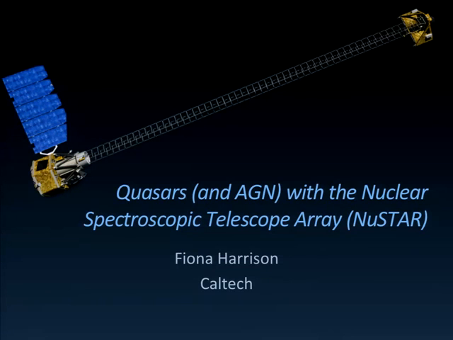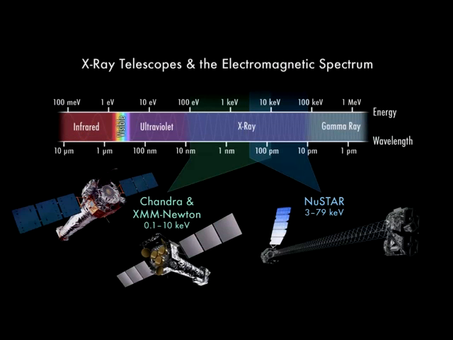So I'm going to give you some concrete results and then a flavor for what's to come in the near future. So just to put NuSTAR in perspective, NuSTAR is a high-energy X-ray mission. So compared to Chandra and XMM, which have been the premier facilities working between about 0.1 kiloelectron volts and 10 kiloelectron volts, NuSTAR operates between 3 kiloelectron volts and 79 kiloelectron volts. So it's expanding the bandpass with which we have to make sensitive studies of the X-ray universe significantly.